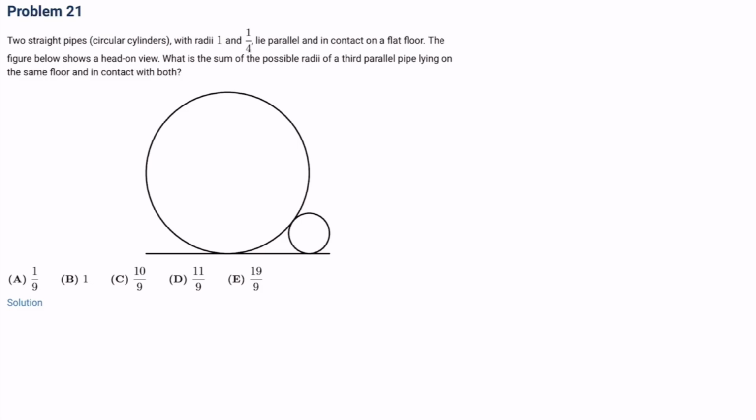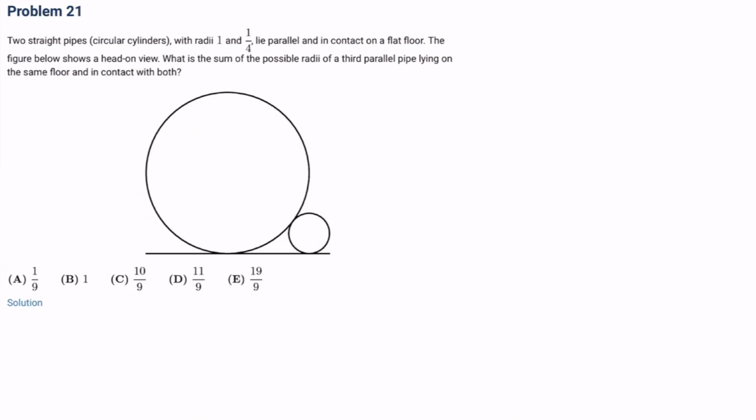Number 21, 2 straight pipe circular cylinders with radii 1 and 1/4 lie parallel and in contact on a flat floor. The figure below shows a head-on view. What's the sum of the possible radii of a third parallel pipe lying on the same floor and in contact with both? Okay, so we have 2 possibilities.